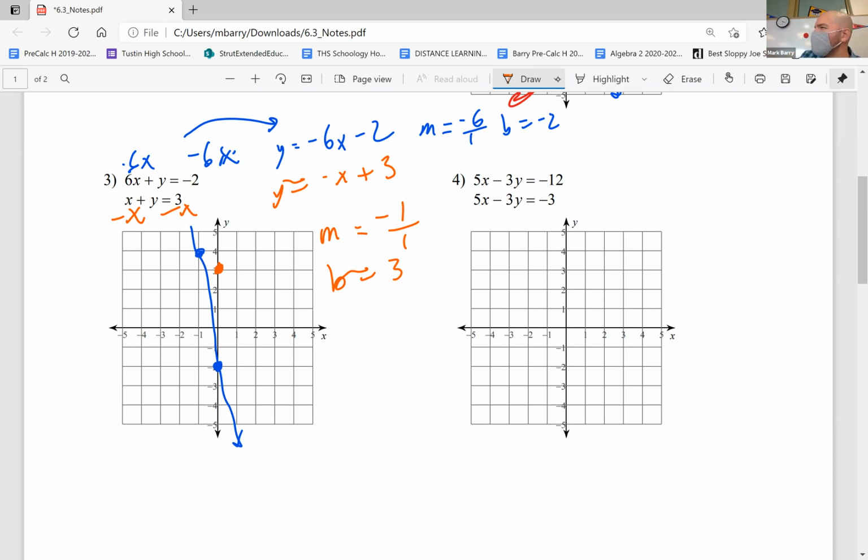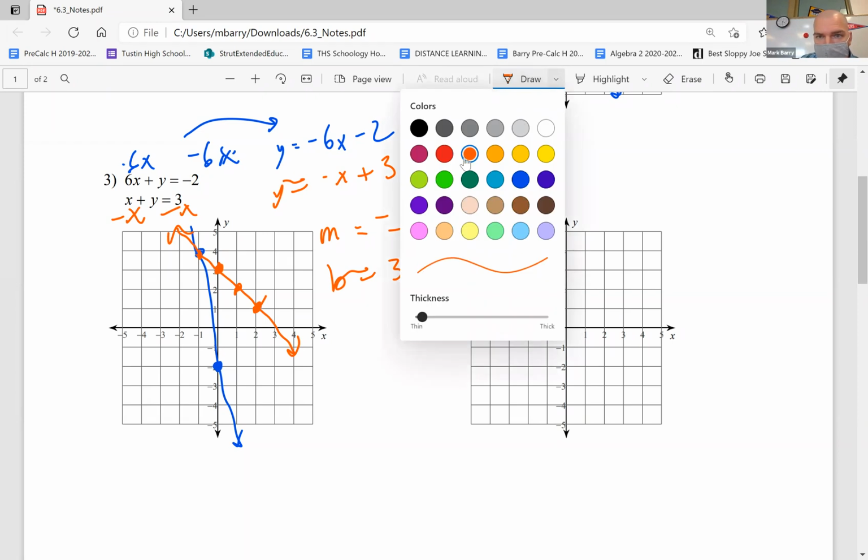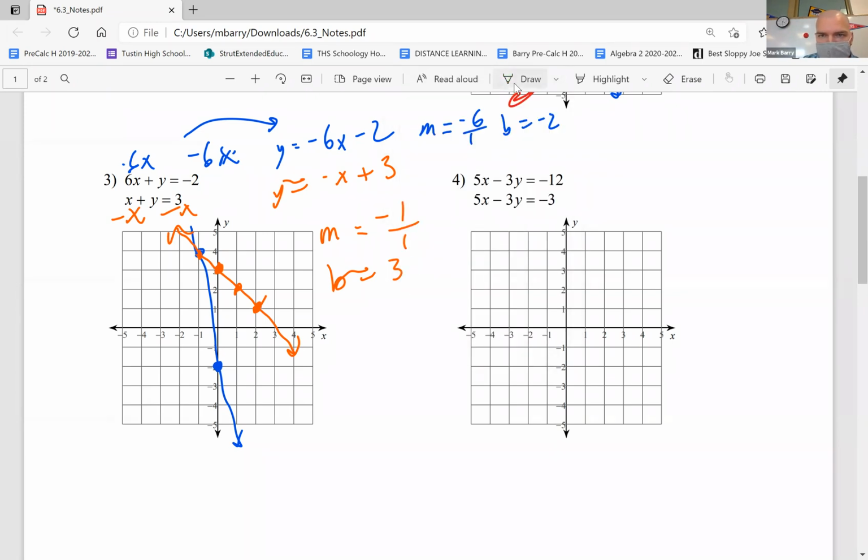All right, so I draw my y-intercept there. And then I go down 1 over 1, down 1 over 1, down 1 over 1. So there's my line right there. I do see we have an intersection point right here. So that's my solution. So what are the coordinates there? I have negative 1 comma positive 4.